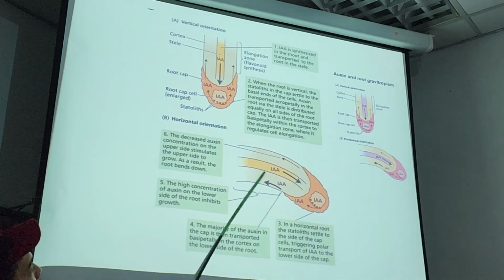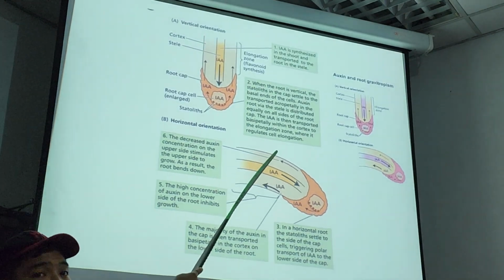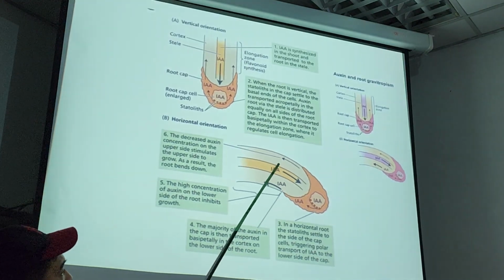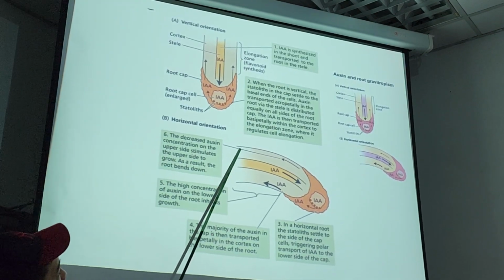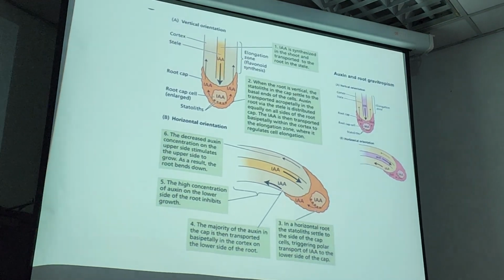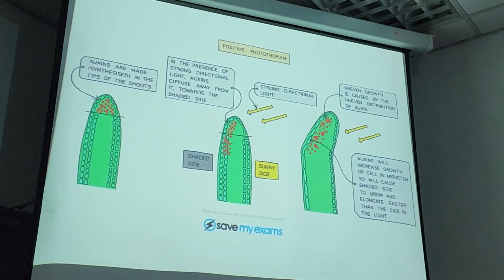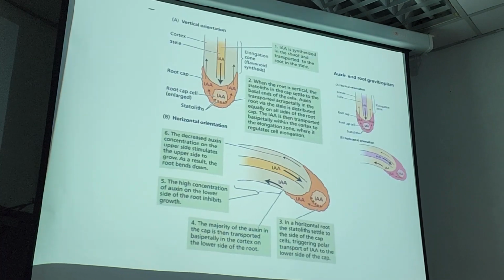What happens on the upper side of the root? This is not affected by the statoliths at all. So this region will have lots of IAA, the auxin, plus also the IAA that comes from the top. So this region will grow the most. So the concept is pretty much like the light, but now in the presence of statoliths.